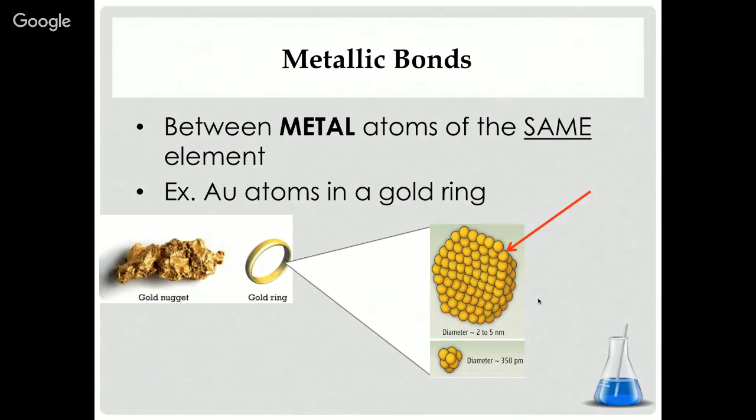And lastly, we have the metallic bond. A metallic bond occurs between metal atoms of the same element. So we can't get a metal bonding with a different type of metal. The metallic bond is what holds all of the atoms of one particular metal together. So for example, if I can zoom in on this gold ring, what's holding all the atoms of gold together? Metallic bonds.